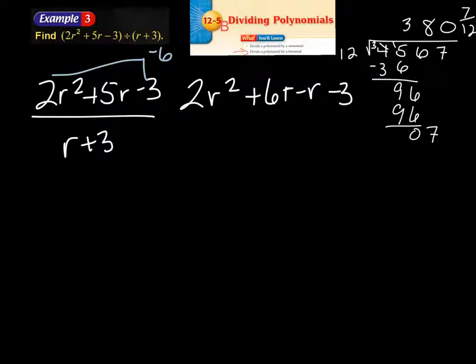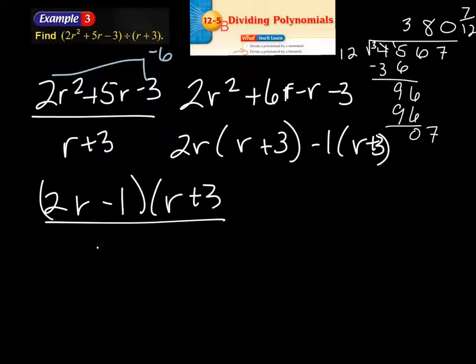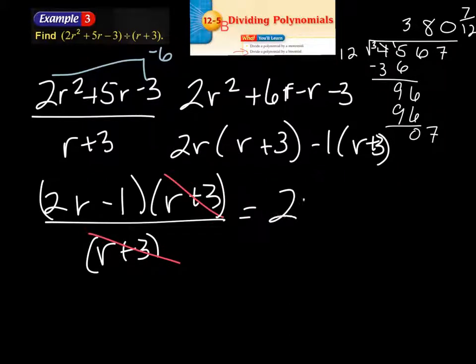So then the greatest common factor of the first two terms is 2r. And I have r plus 3. And if I take out a -1, I'm going to have r plus 3 again. So the numerator factors to 2r minus 1 times r plus 3. And the r plus 3's will cancel out. So I get 2r minus 1. By the way, we did it in lesson 12.4.